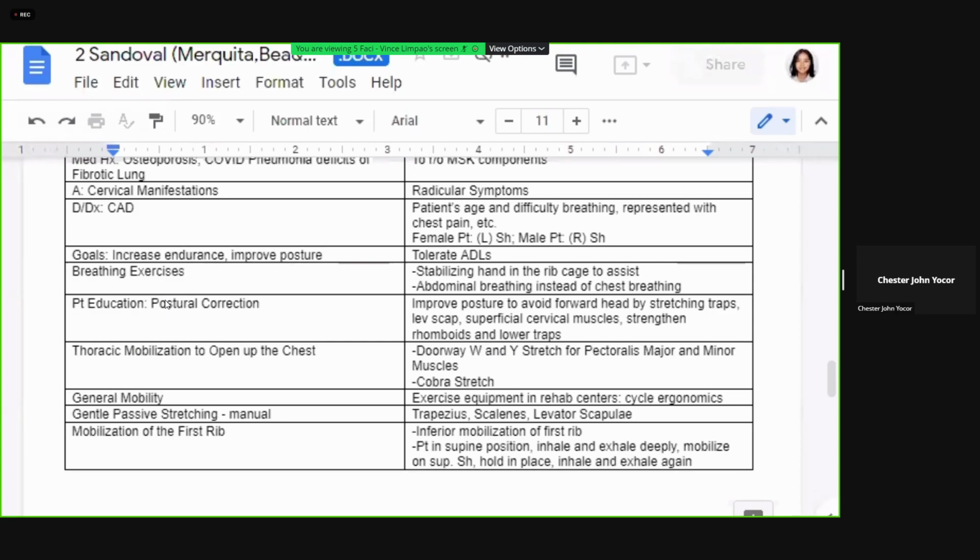And in order for the patient to be more in proper posture, we could stretch the scalene, traps, levator scapulae, and most especially your pecs here. So we've suggested different stretches for your pecs. So you have the Y and the W stretch.